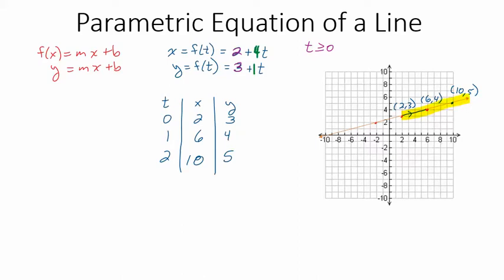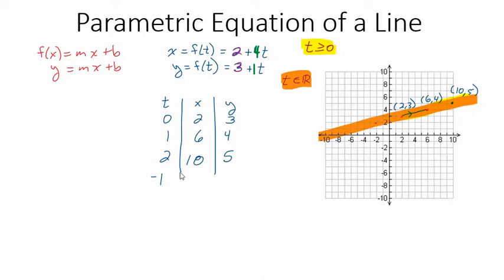If I say t can be anything, t can be any real number, positive, negative, whatever, then I'm going to get this whole entire line. We could let t be a negative. Let's see what happens when we let t be a negative value.